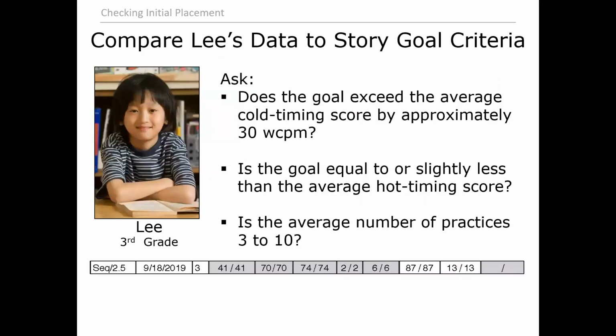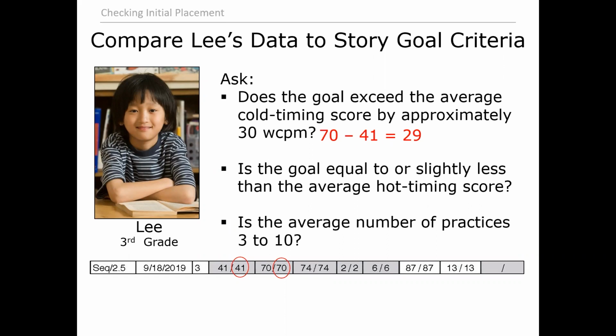Okay, so we've got those 3 questions about goal, and we can ask those one at a time. So the goal and the cold timing score. We want a difference of about 30 for Lee because he's a 3rd grader. Okay, so here's the goal. Here's the cold timing score, and there's the goal. All right, the difference between 70 and 41, of course, is 29. So that's not going to get much closer to 30 than that. So that tells me his goal seems appropriate, because if on placement day he read 41 words on the placement story, the computer would have set his goal at 70.